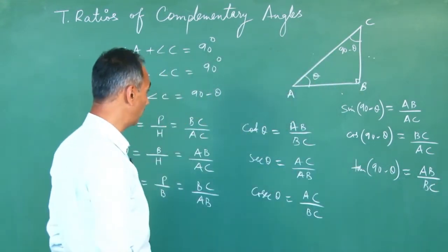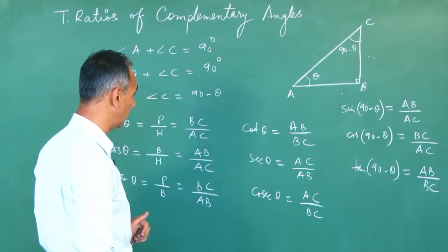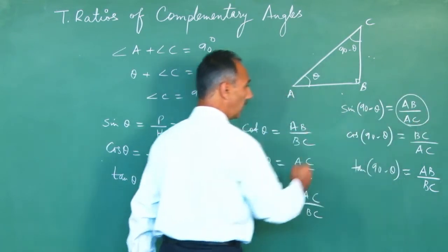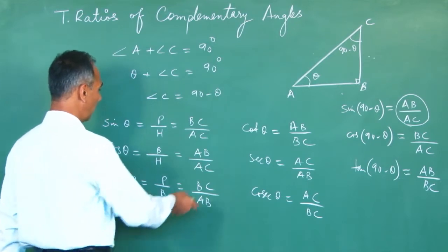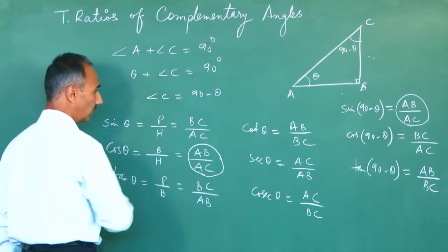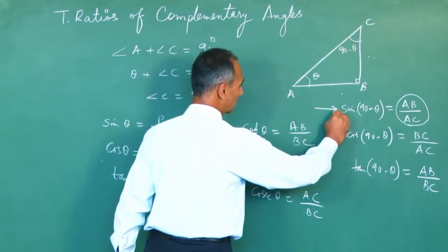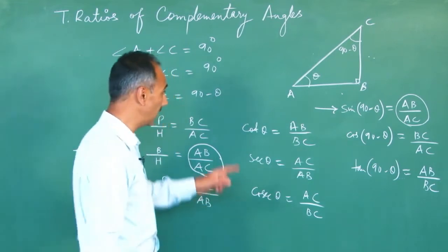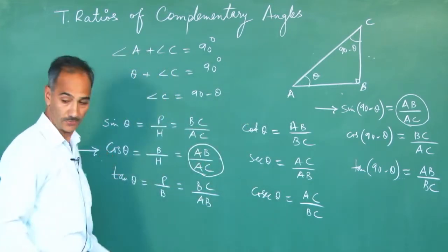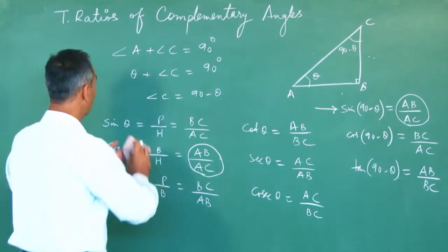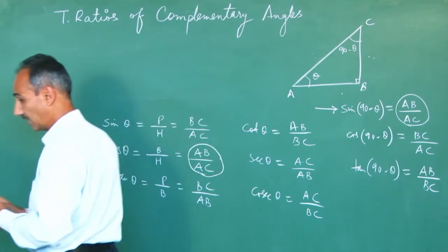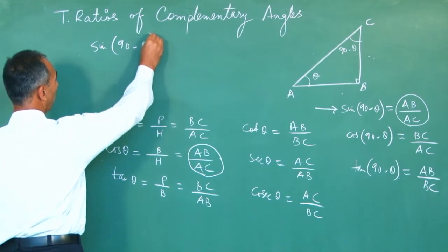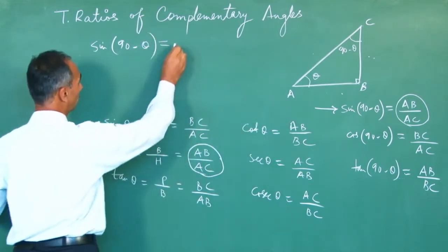So, if we just make a comparison between 90 minus theta and theta, you have AB, we have to list the remaining three. Let me just work on these three. AB upon AC, we have here AB upon AC. So that means sine 90 minus theta and cos of theta, they are same. Sine 90 minus theta is equal to cos of theta. I should write this result so that we just summarize it at the end. So I got that sine of 90 minus theta, its value is same as cos of theta.